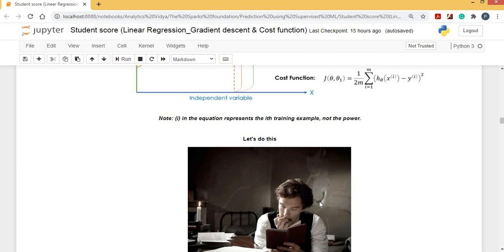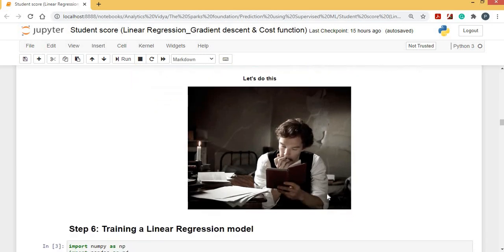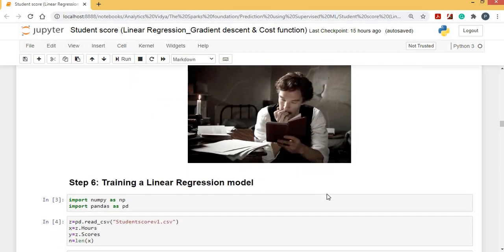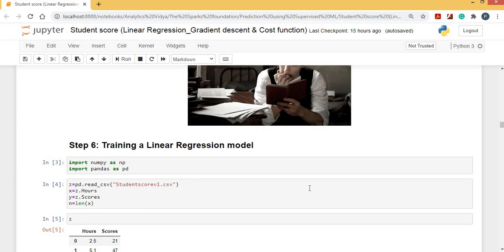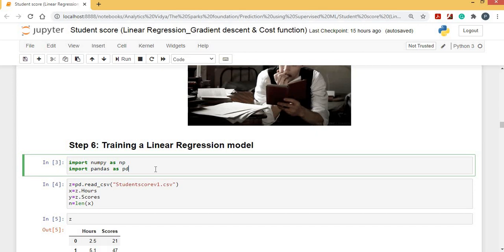So I'm sure you'll be finding this interesting. Now we'll be directly getting into the data set. Okay, first we'll be creating a training model. So first let's import all the libraries. So here mostly we require NumPy, Pandas and sklearn.